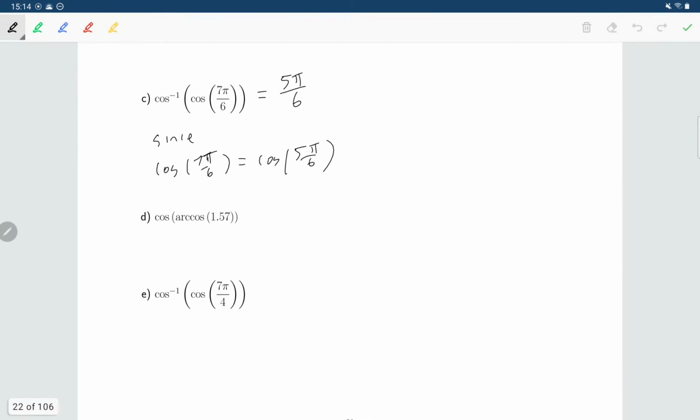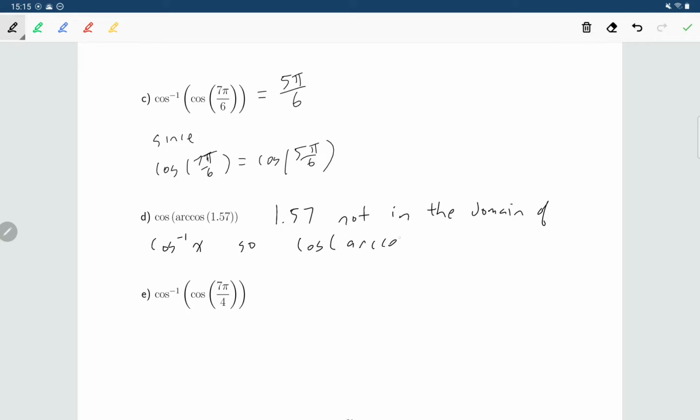For the next one, cosine composed with cosine inverse of 1.57, this one's the fast one to do. This is undefined because 1.57 is not in the domain of cosine inverse. So that means that cosine composed with cosine inverse of 1.57 has to be undefined.